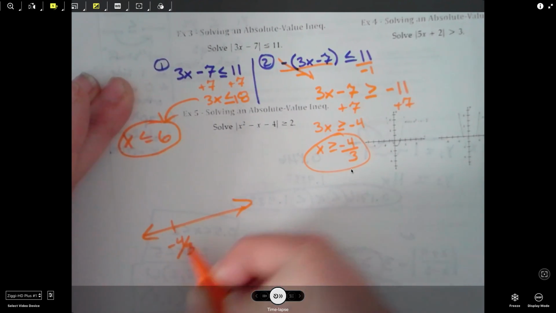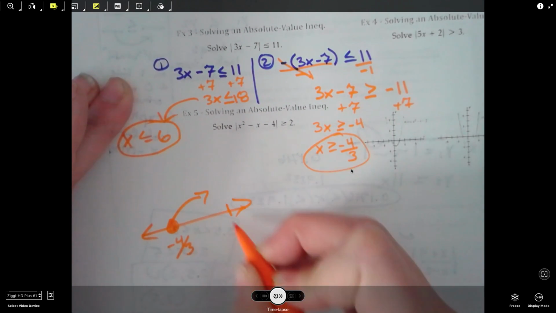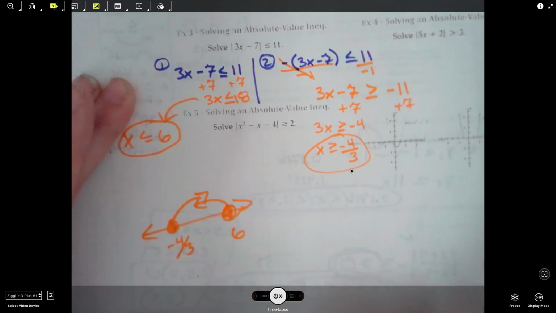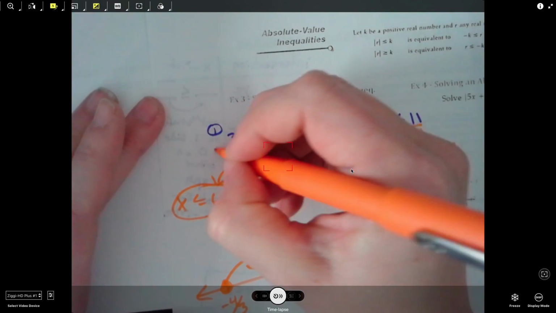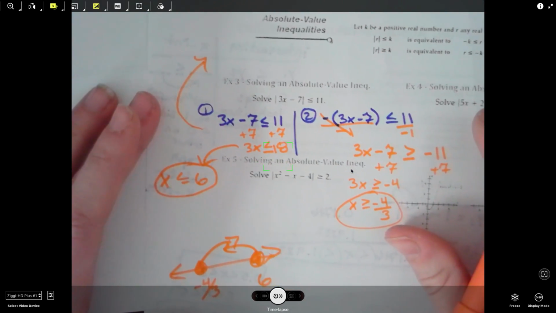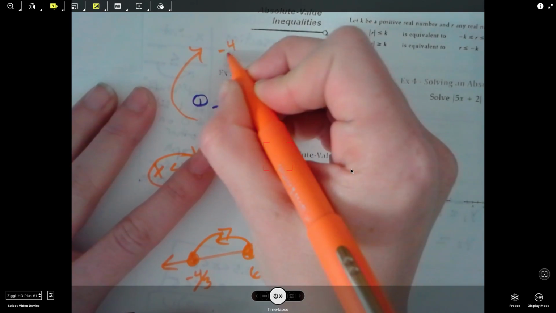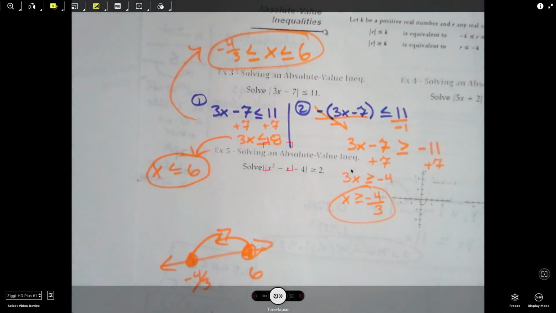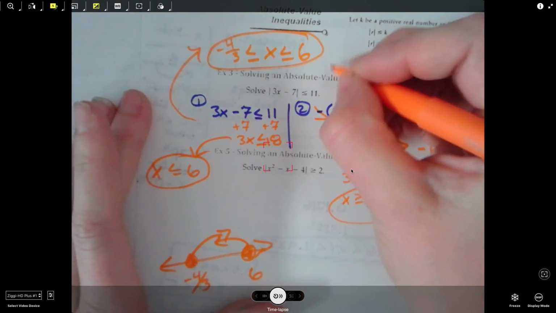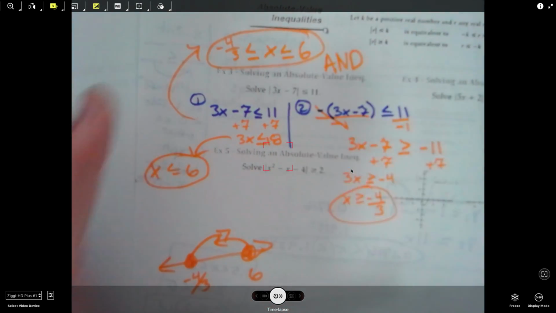-4/3 greater than or equal to is this. 6 less than or equal to is this. Can it be both at the same time? Yes. So we can write those 2 pieces together. I'm going to write it up here. -4/3 is less than or equal to x, which is less than or equal to 6. I can write it like that. Okay, I can write it all as one piece. If you don't put them together, I won't count it wrong, but just make sure you realize that that's one region together. This is an and statement. Just like we did before, and statement.